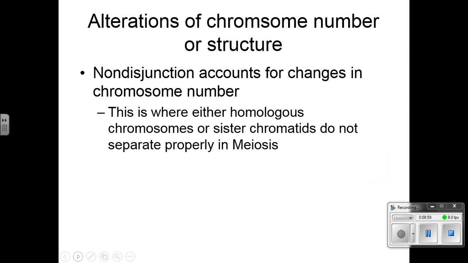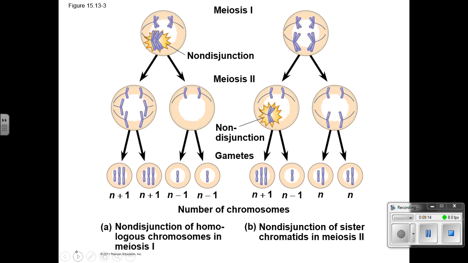Okay, and then the last thing that is really not that difficult is alteration of chromosome number and structure. Non-disjunction occurs, accounts for changes in chromosome number. This is where either homologous chromosomes or sister chromosomes do not separate properly in meiosis, and I should show this. So in this, here, you had non-disjunction. These guys accidentally did not separate like these two did. They went together. And so now we have a cell with extra chromosomes and a cell with not enough chromosomes.